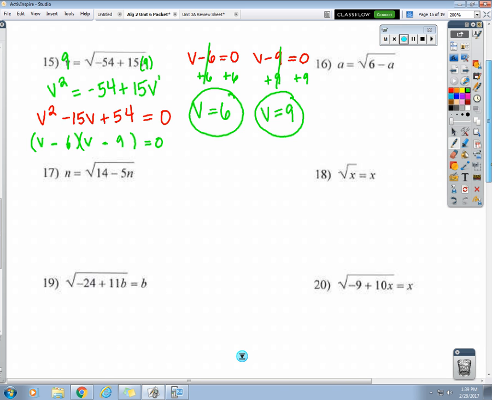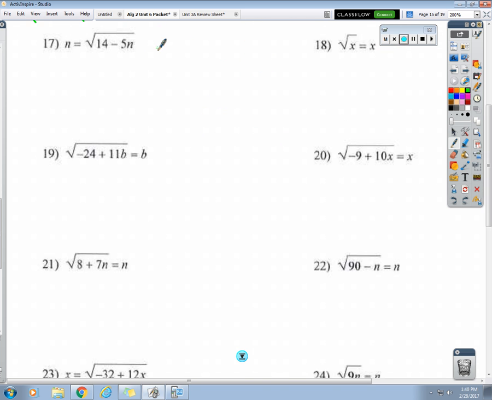Number 17. The first thing we have to do is get rid of the square root because everything's trapped under it on this side. So to do that, I square. They cancel each other out. Then I square this side. That becomes n squared equals 14 minus 5n.